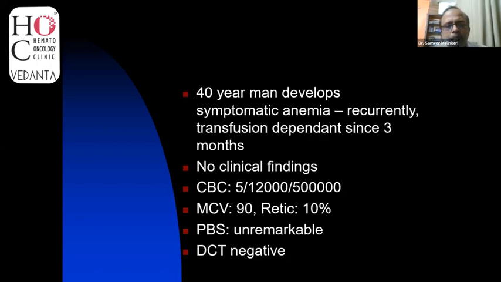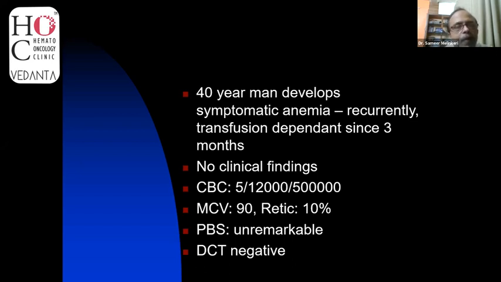So this is a 40-year-old man who develops symptomatic anemia, and this is happening recurrently over 3 months. There are no specific clinical findings. This patient has no organomegaly, and if you look at his hemoglobin, he has only severe anemia with the MCV being normal and retics being high.